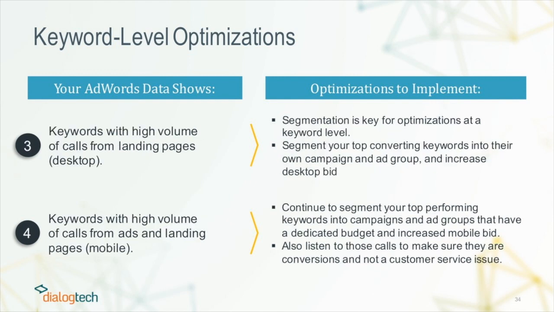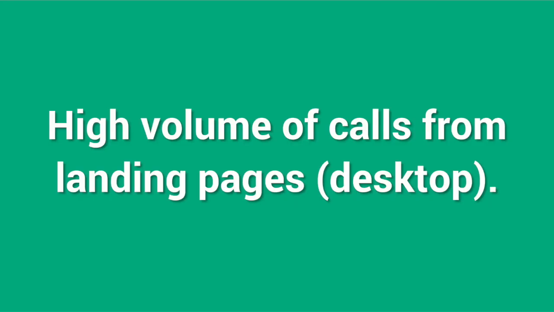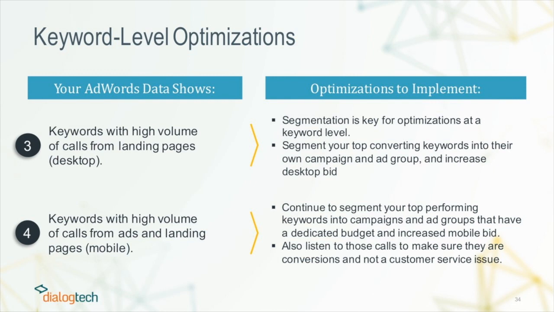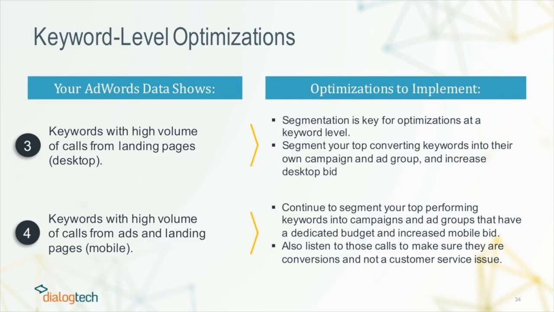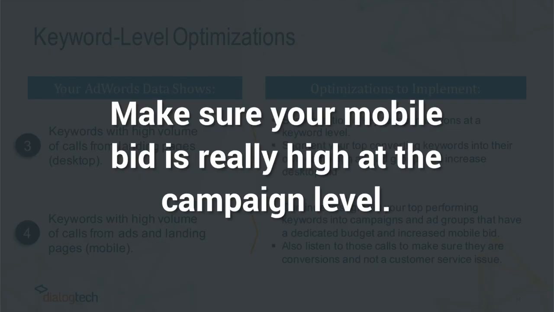Okay, your AdWords data shows keywords with a high volume of calls from landing pages on the desktop. Again, make sure to segment, and this is where you need to segment into their own campaign, because that's where you can do the desktop bid. So that's a cut and dry one. Now, you get keywords with a high volume of calls from ads and landing pages on mobile. Again, same theory as before. Segment those out and make sure your mobile bid is really high at the campaign level.